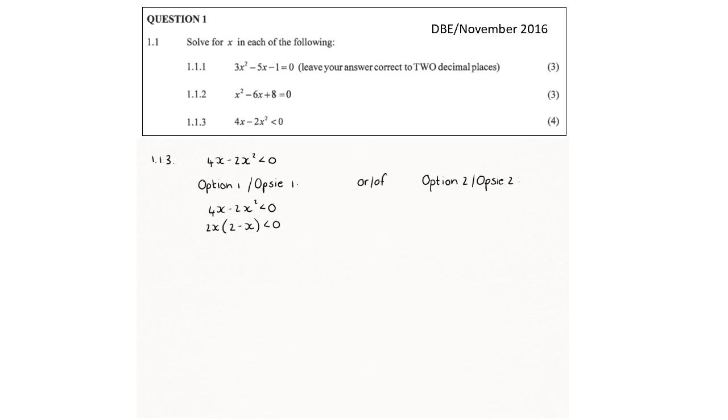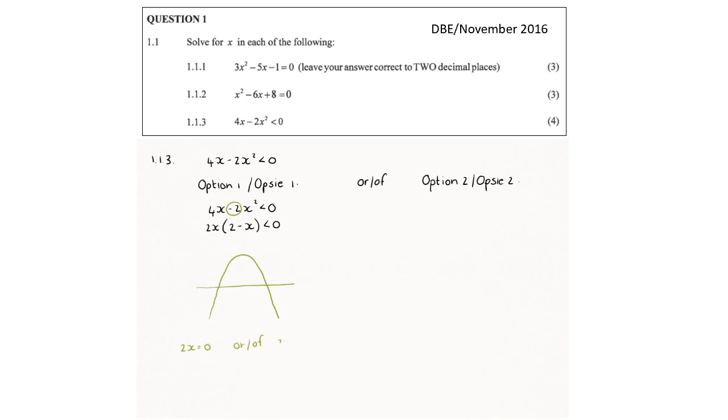And now if we look at the coefficient of x squared, it is negative 2, and the negative means that if we draw the parabola of this expression, the parabola will have a maximum value or it will be open downwards. And if we look at 2x times (2 minus x), we can use this to find the critical values. And the critical values are the values for which 2x times (2 minus x) will be equal to 0. So that will give us the roots of the parabola.